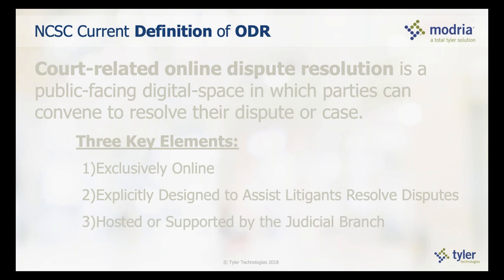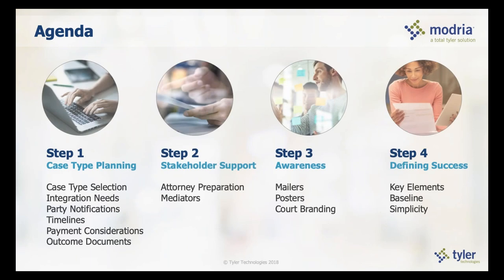Okay, so the next thing is I wanted to talk through the agenda and tell you what we're going to talk about and which phases they're in. We're going to start out by talking about the case type and some of the components within the case types and what's important on each of those. Then we're going to talk about stakeholder support, and we'll get into some recommendations on people that you need to get involved in the process and how to best get them to engage. Then we'll do awareness and how to get the message out about the program. And then the last step is for us to define success. So really to determine how we're going to measure success and what those elements are going to be, so that we're prepared before we even start to know what is considered good here.